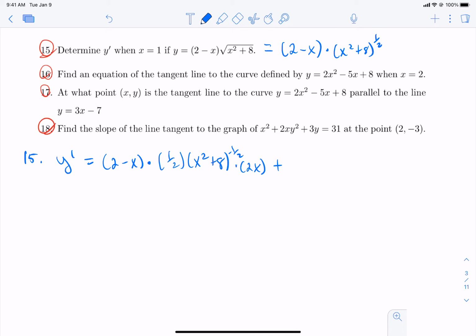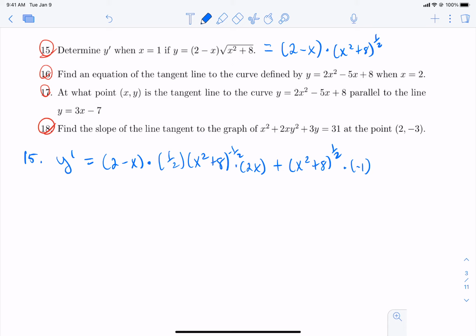Now that we've done the first times the derivative of the second, now let's do the second times the derivative of the first. And so write down your second piece, or the one you're not differentiating, and then multiply by the derivative of the first. Now the derivative of 2 minus x, the derivative of 2 is 0. The derivative of negative x is negative 1.